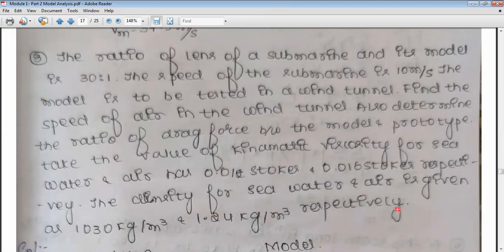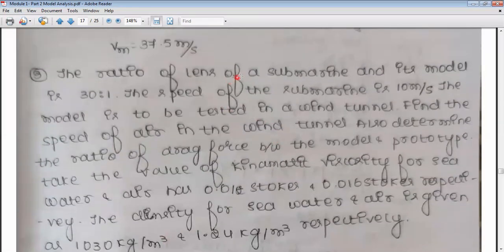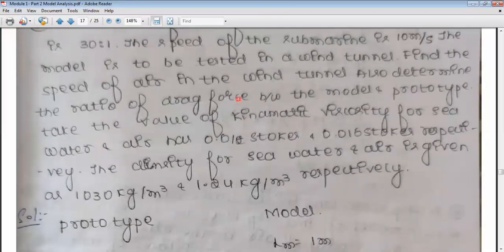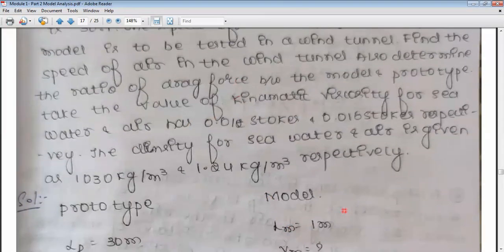So here, first you have to find out the unknown quantities by using the Reynolds number. Afterwards, you have to find the drag force. So first we'll finish the first part. The ratio of length of the submarine and its model is 30:1, which means Lp divided by Lm is equal to 30 divided by 1. Therefore, Lp is equal to 30 meter, Lm is equal to 1 meter.